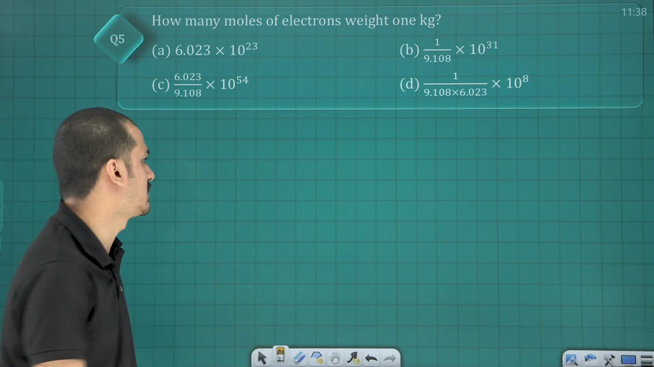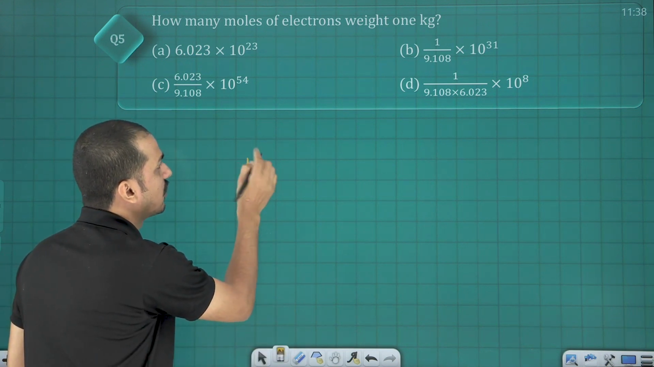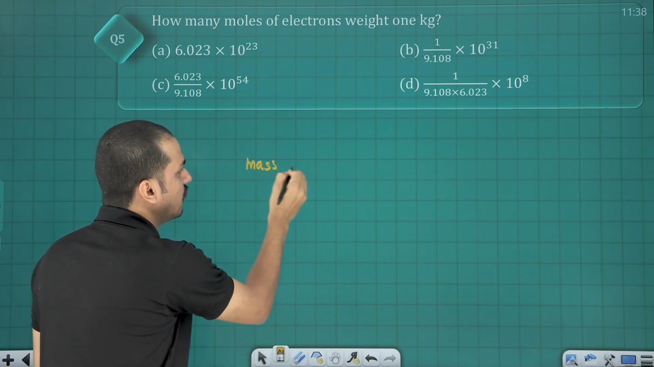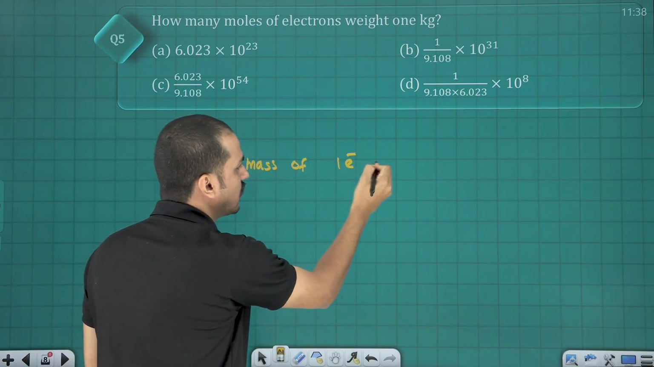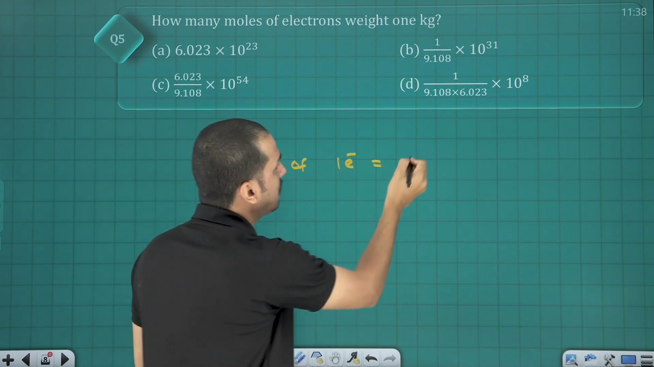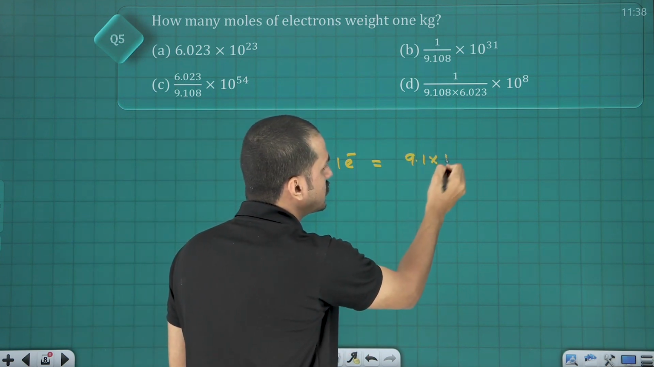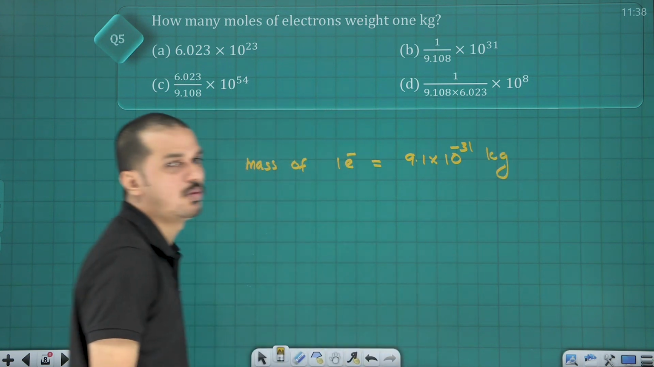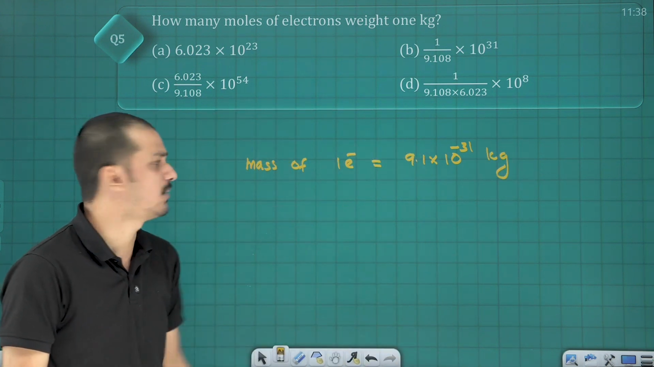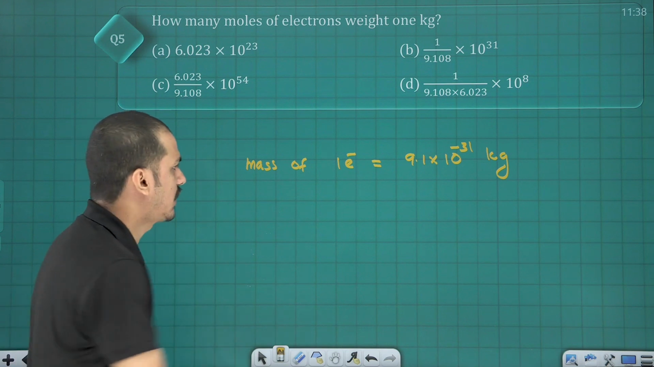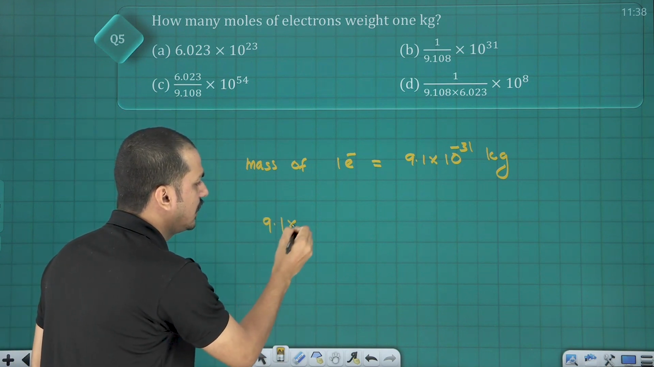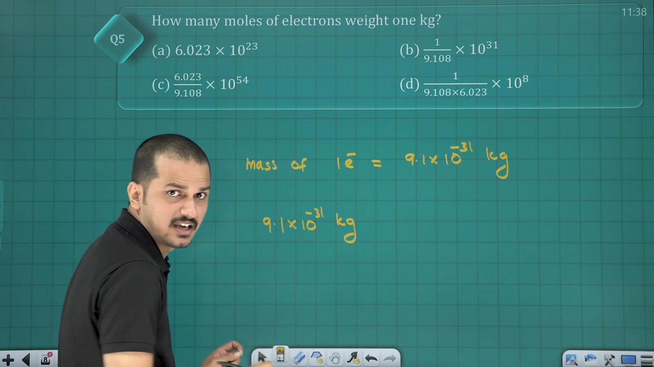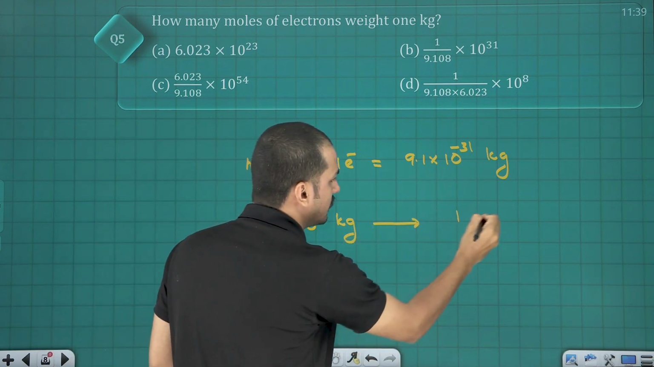The mass of 1 electron is equal to 9.1 into 10 raised to minus 31 kilogram. That idea we know. That means 9.1 into 10 raised to minus 31 kilogram is the mass of 1 electron.